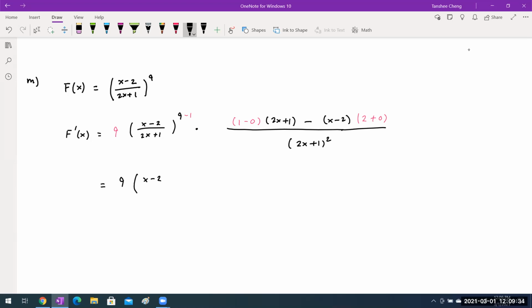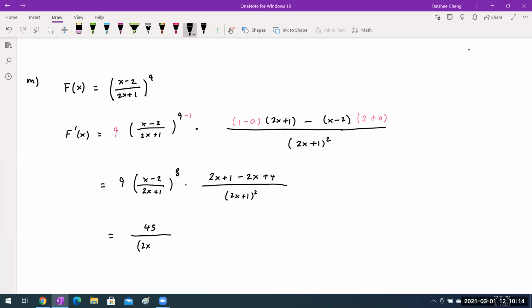So finally, my final answer is 9 times 2x plus 1 to the 8th power, and then times what's, and right here you can simplify a little bit if you want to. That would be 2x plus 1, and then minus 2x plus 4 when I distribute it, over 2x plus 1 quantity squared. So finally, this will become 2x, and then minus 2x will be gone. 1 plus 4 is 5, and 5 times 9 is what? 45 over what?